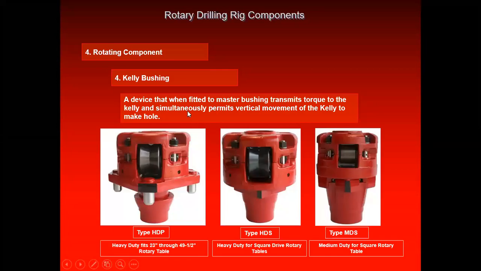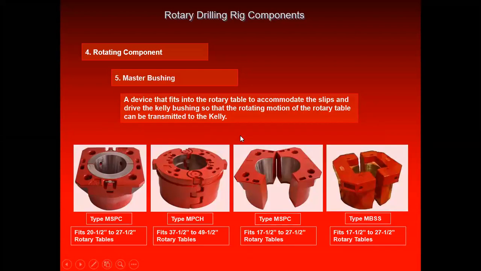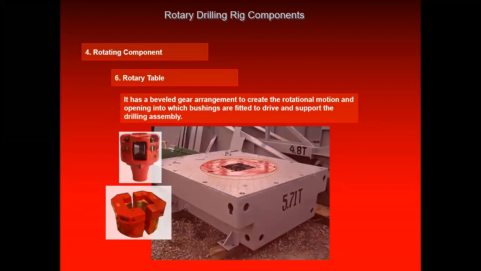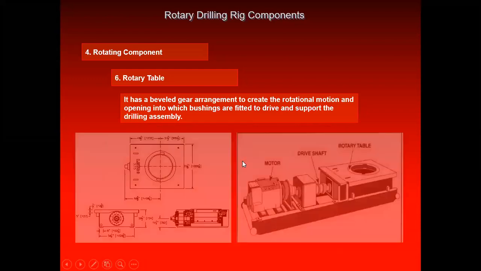Then we have the Kelly bushing. The Kelly bushing and master bushing are there for rotation of the drill string. Then we have the rotary table. Here you have the rotary table. The rotary table actually has an electric motor connected to it, and it provides all the rotation at the same time. Here it is.